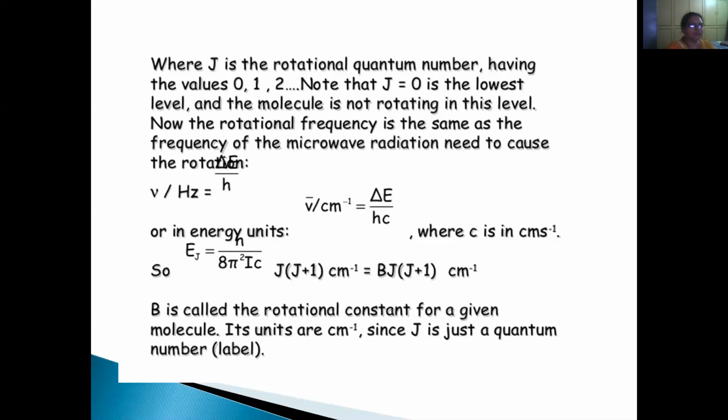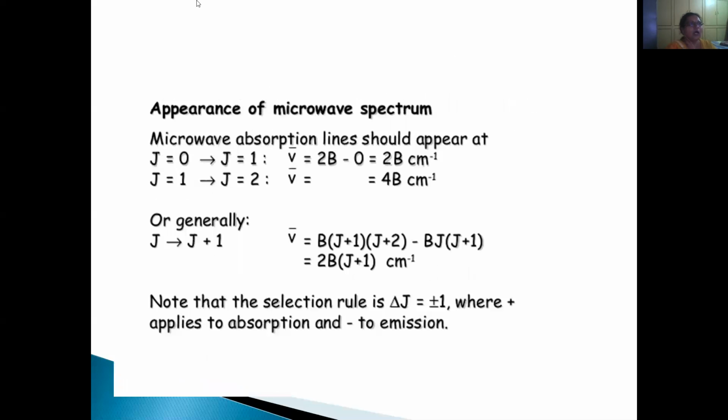Now, how does it appear? Suppose the molecule is at the 0 level and goes to the first level. Then nu bar is equal to 2B minus 0, that is 2B. If it goes from the first level to the second level, it will be 4B per centimeter. So in general the equation is 2B into J plus 1 per centimeter.